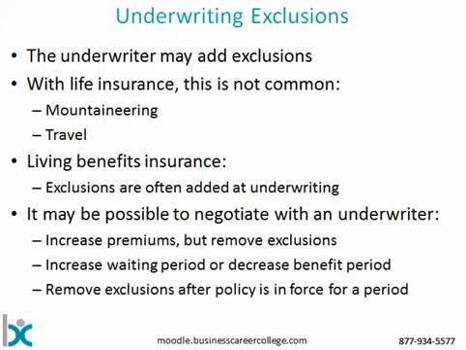So maybe we can say to the underwriter, you know what? We don't want that exclusion. Could you increase premiums? Sometimes underwriters will be willing to do that. Maybe with a disability policy, they might go for an increased waiting period or a reduced benefit period in exchange to reduce an exclusion. And sometimes you may be able to get a policy re-underwritten after the policy has been in force for a period of time and thereby remove an exclusion.